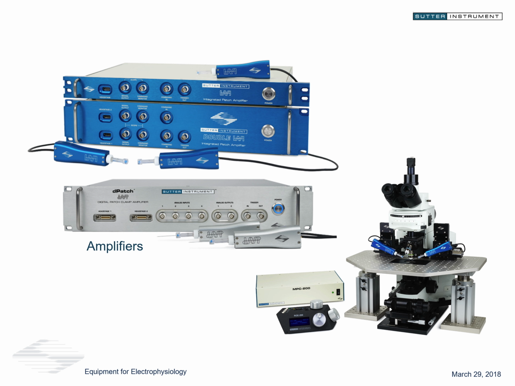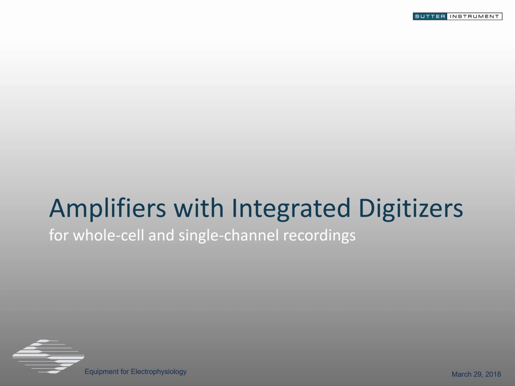I'll talk a little bit more about what this does and the advantages that this has, but I do just want to point out that the two IPAs that you see on the top, these are two separate amplifiers. The one on the very top is a single head stage unit, whereas the second one just underneath it is a double head stage unit. And then we have a digital patch clamp amplifier, the silver unit underneath. So we're going to talk a bit more about these in detail and what it means to integrate that digitization in the unit itself. So the IPAs are optimized for whole cell recordings, whereas the digital patch clamp amplifier is optimized for single channel recordings.